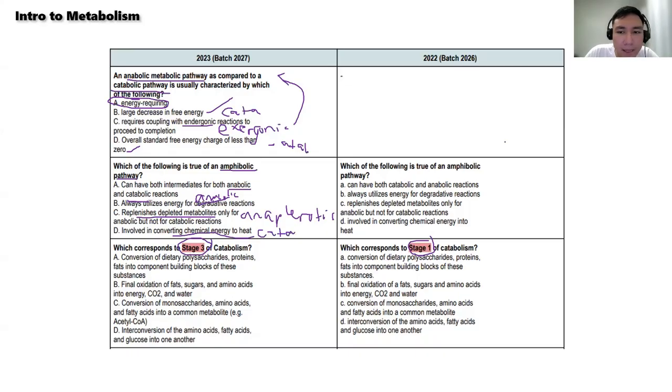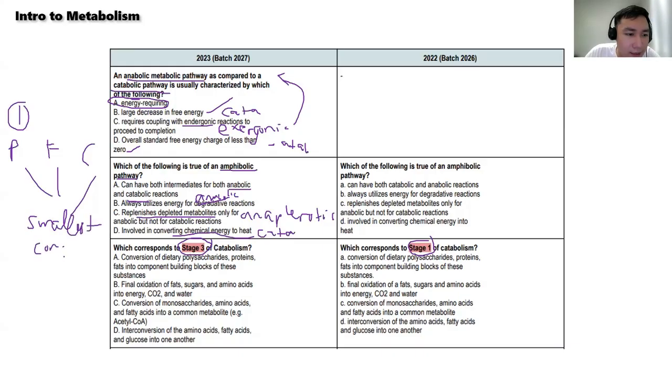Diba? Next, which corresponds to stage 3 of catabolism and stage 1 of catabolism. Stage 1 kasi guys, so yung mga kinakain nating proteins, fats, and carbohydrates, we break them down into their smallest constituents. And then stage 2, we transform them to acetyl-CoA.